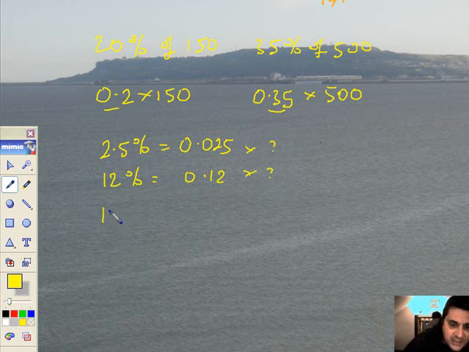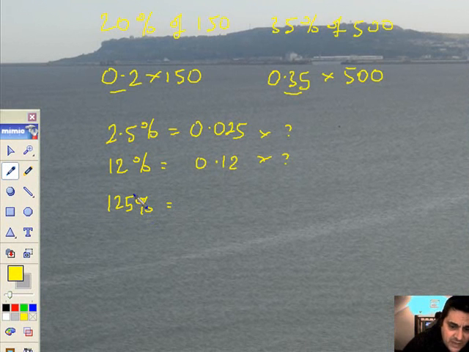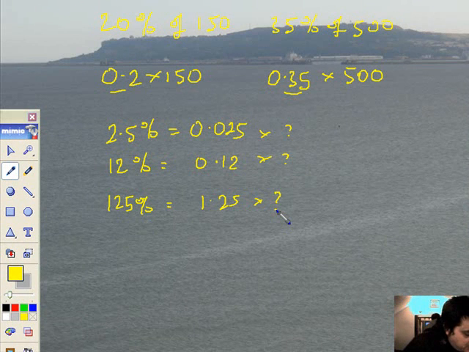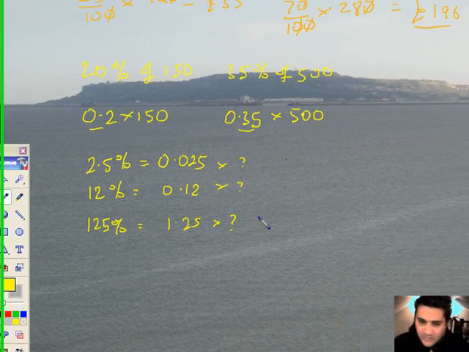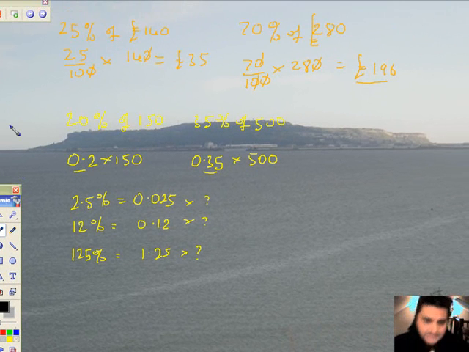And finally, 125%. Divide by 100, get 1.25, and then multiply with whatever it says in the question. That's all I want to do about that. Question 4 is the same, question 5 is the same. I'll do question 6 here, and let's just go on to black.